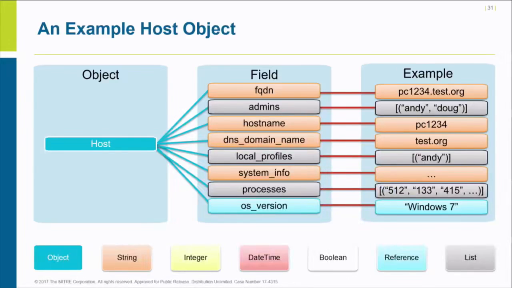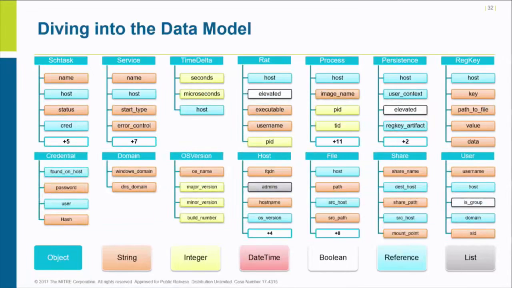So here's an example host object. On the left, you can see we have host, that's the object type. Host has 8 different fields. You have the fully qualified domain name, which is a string. You have a list of admins. That's a list of type list. Host name, DNS domain name, again, strings, all these different things, and OS version, which is just a reference to another object in the data model. As an example host, we have the fully qualified domain name of PC1234. The admins are Andy and Doug. The host name is PC1234, and so on and so forth. And this breaks down the entire model.